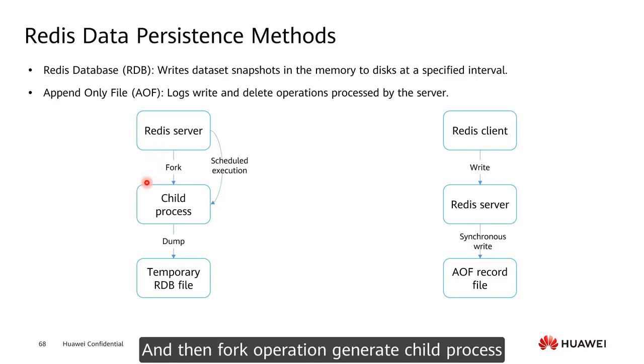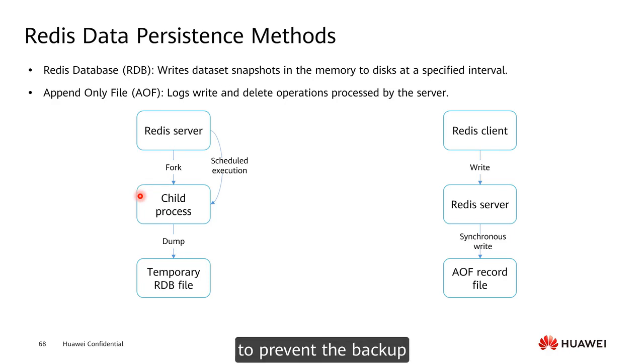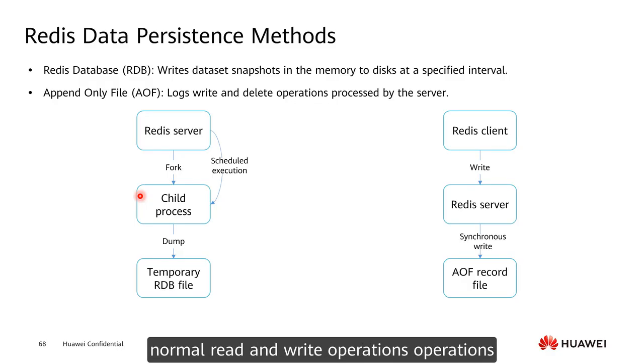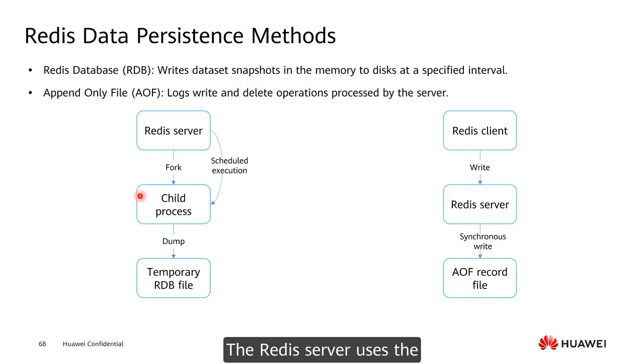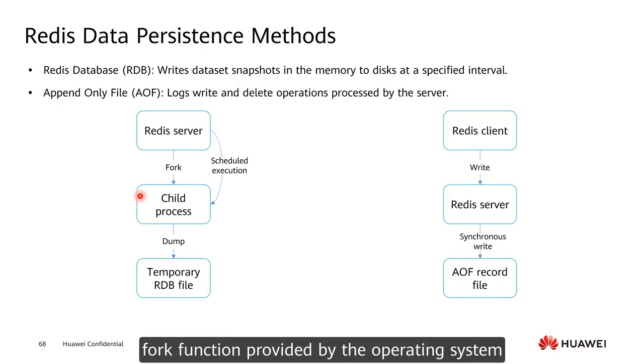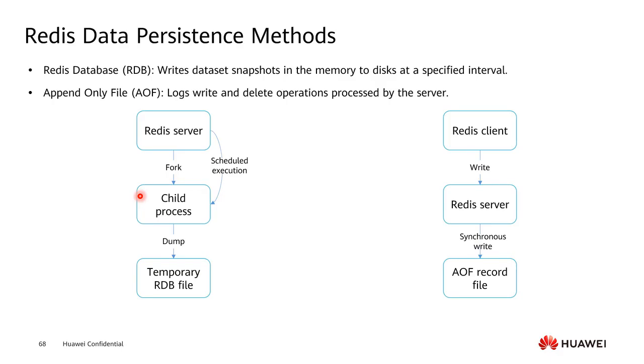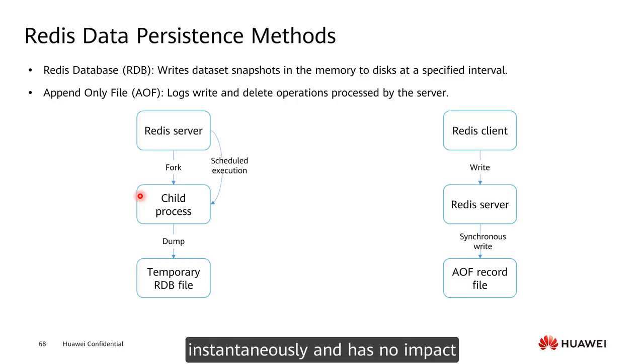And then, the fork operation generates a child process to prevent the backup process from interfering with normal read and write operations. The Redis server uses the fork function provided by the operating system to create a copy of itself. That is a child process. This process is done almost instantaneously and has no impact on the main process's services.